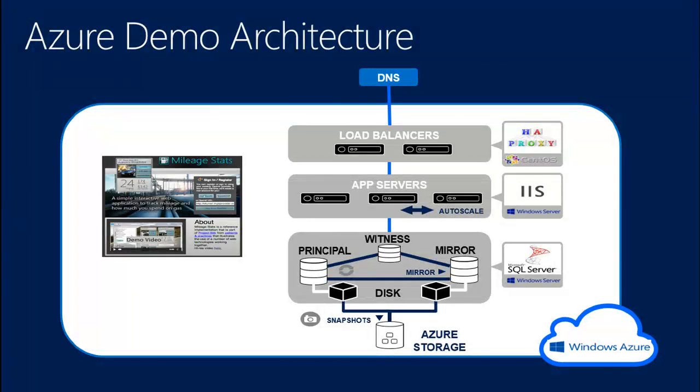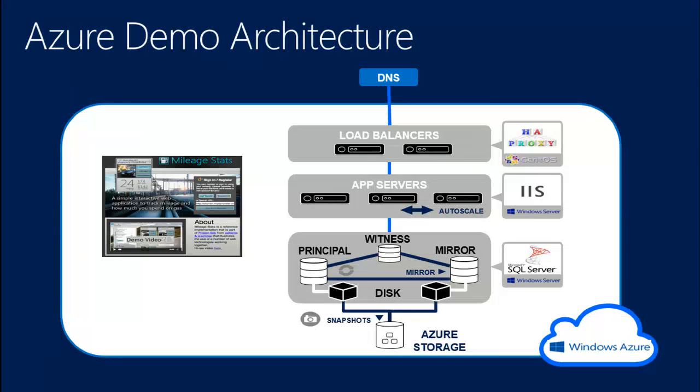So we're going to jump into a demo. I just want to give you a preview of what that demo is going to look like. We've built a three-tier .NET stack in Windows Azure. We've made it production ready, so it's redundant at every tier.